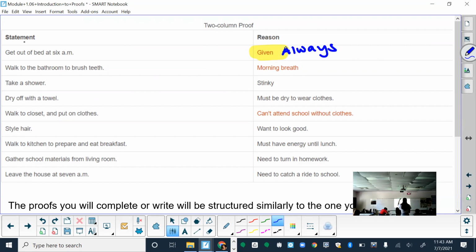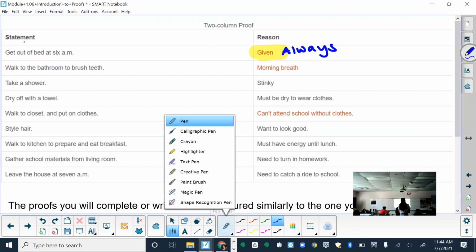And then you're going step by step. So on the left side, you get out of bed, you walk to the bathroom to brush your teeth, then you take a shower, then you dry off, then you put on clothes, right? That's the correct order that they go in. Well, in math, it would be the correct steps that you do the operation, right? And eventually it leads to you leaving.